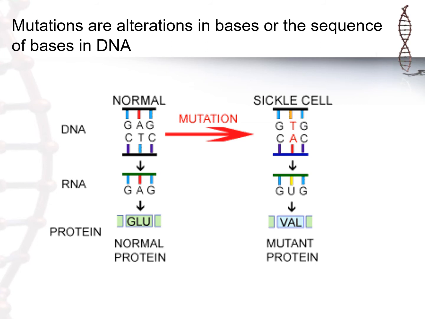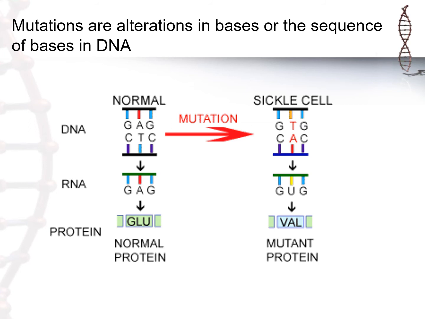So here you can see that the DNA has two strands, GAG, CTC. We're going to copy one of the strands, the bottom strand in this case, into RNA. So we're going to make GAG. That's an RNA. And then RNA is going to go to the ribosome. It's going to be read in sets of three, or codons. GAG is going to code for one amino acid.